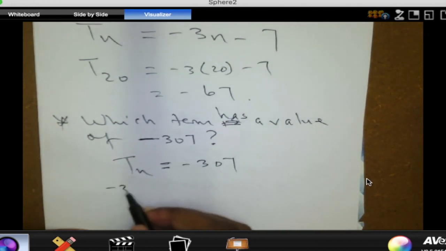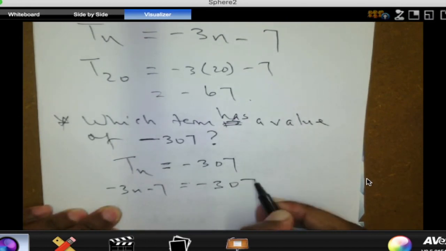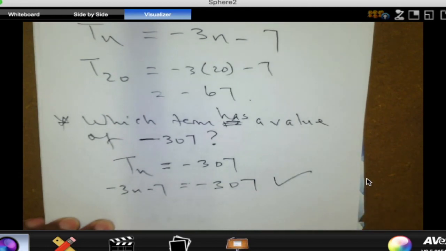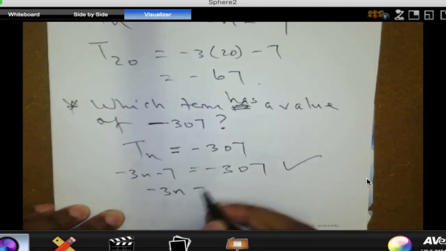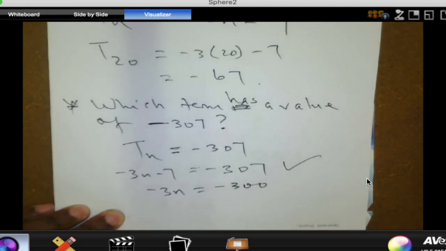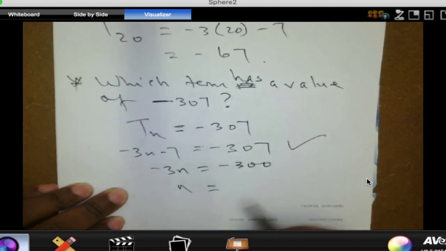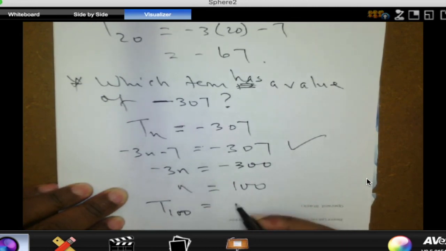But we know Tn is minus 3n minus 7. So minus 3n minus 7 is equal to minus 307. So I need to see that equation. And then you solve that equation for n. So minus 3n should be equal to, what is minus 307 plus 7? Minus 300. That will be equal to minus 300. And therefore n must be equal to 100. So it means T100 is equal to minus 307.